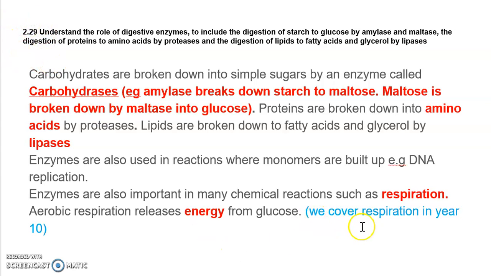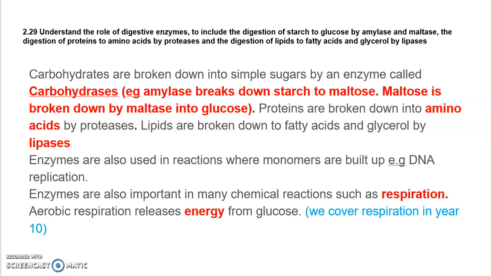I've also put down here in blue that respiration is a very, very important unit that we cover in year 10, and that many students forget that respiration also is a reaction that requires enzymes. So enzymes are controlling all chemical reactions. It's not just digestion, which is why I put that in blue there to emphasize it.